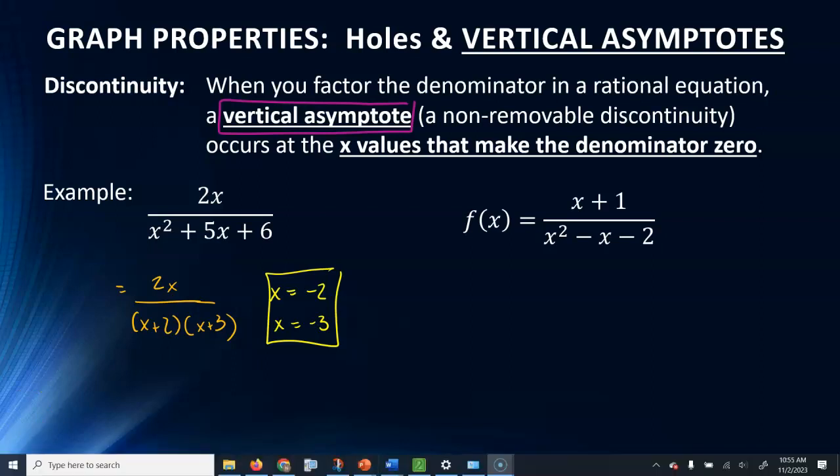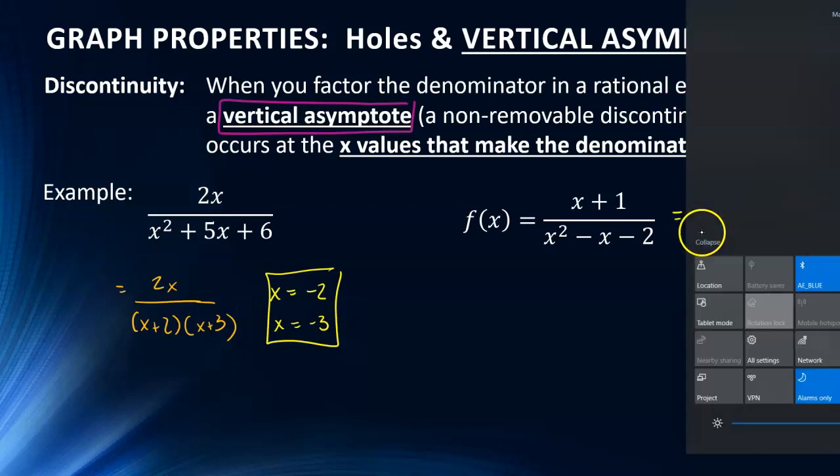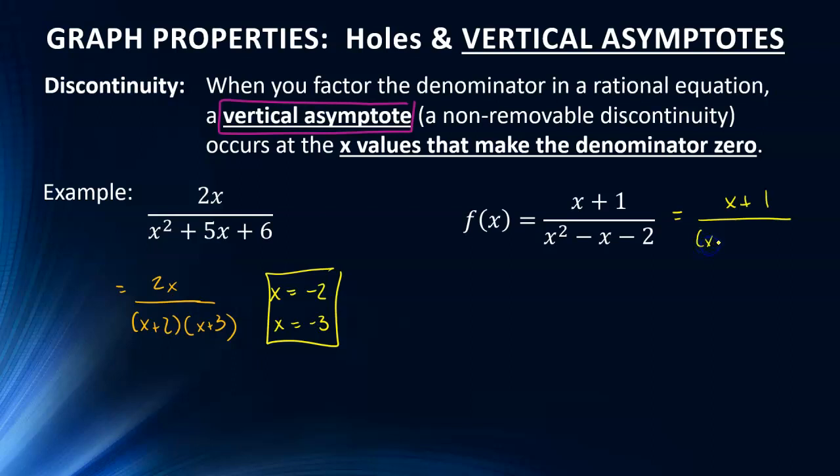So let's tie both of these properties together with this next example. Let's factor that denominator. The numerator would stay x plus 1 for right now. If you factor the denominator, you would get x plus 1 times x minus 2. We're trying to find what two numbers multiply together to be negative 2 and add together to be negative 1, and that'd be 1 and negative 2.